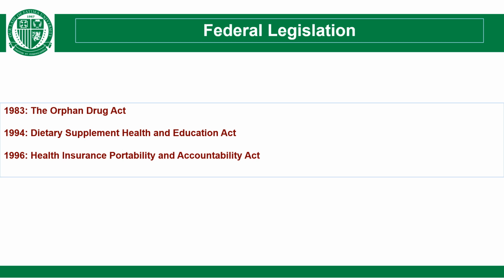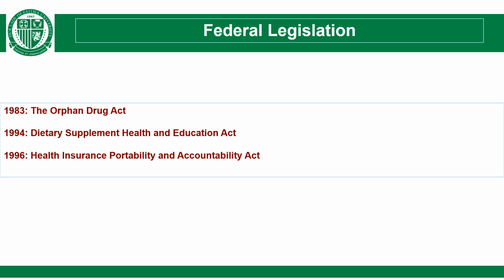So the dietary supplement act, however, in 1994 established labeling requirements for dietary supplements and authorized the FDA to promote safe manufacturing practices.